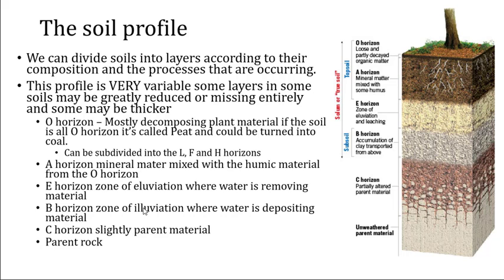And then underneath that, you have the C horizon, which is just altered parent material. And then underneath that, you have the parent rock, the rock that the soil was built on. So this is, like I said, the literal textbook version of the O, A, E, B, C, and then parent rock layers.